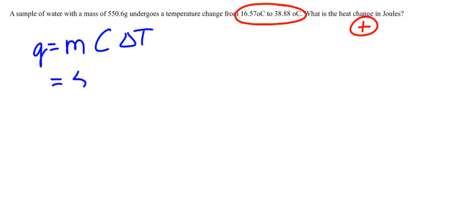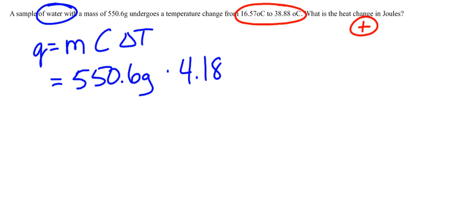My mass is 550.6 grams. My specific heat capacity is not listed in the problem, but it tells me what the substance is. Water's specific heat capacity is 4.184 joules per gram degree Celsius. Now, it's important that you know that value. One, it'll just make things go a lot faster. And the other is I'm not going to give it to you, so you better make sure you know it. The last section right here is going to be my change in temperature.